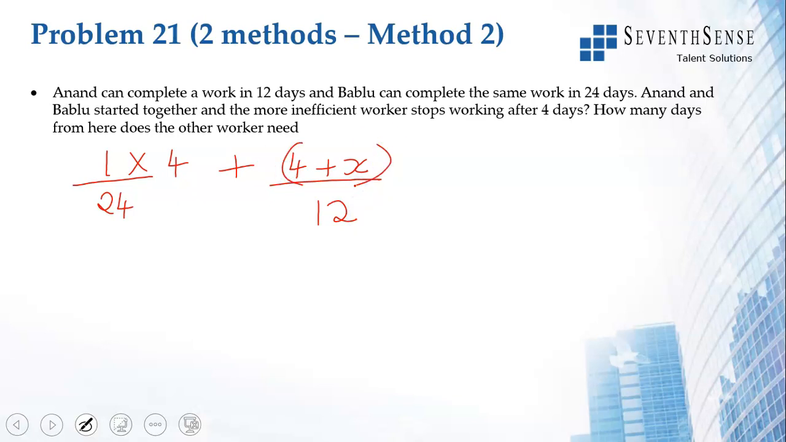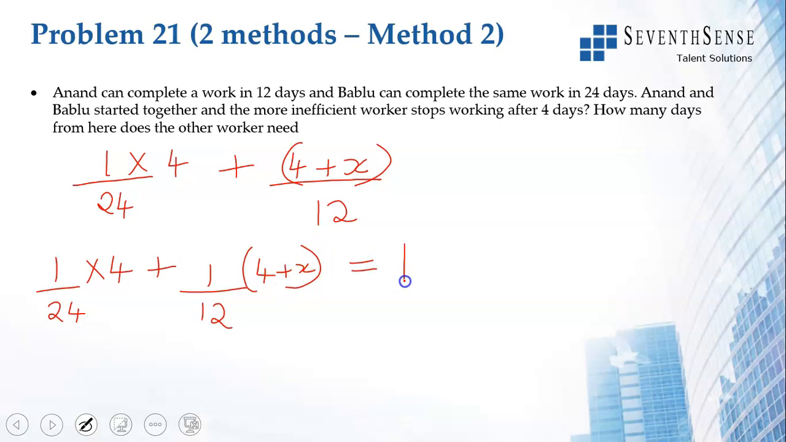So why did we do this? See, Bablu's 1 day work is 1 by 24. How many days is he working for? Into 4 days. So that is the total work done by Bablu. Anand's 1 day work is 1 by 12. How many days is he working? He is working for 4 with Bablu, but then he is working for X more days alone. What should that be equal to? That should be equal to 1. So this is Bablu's total work, and this is Anand's total work. That should be equal to 1.